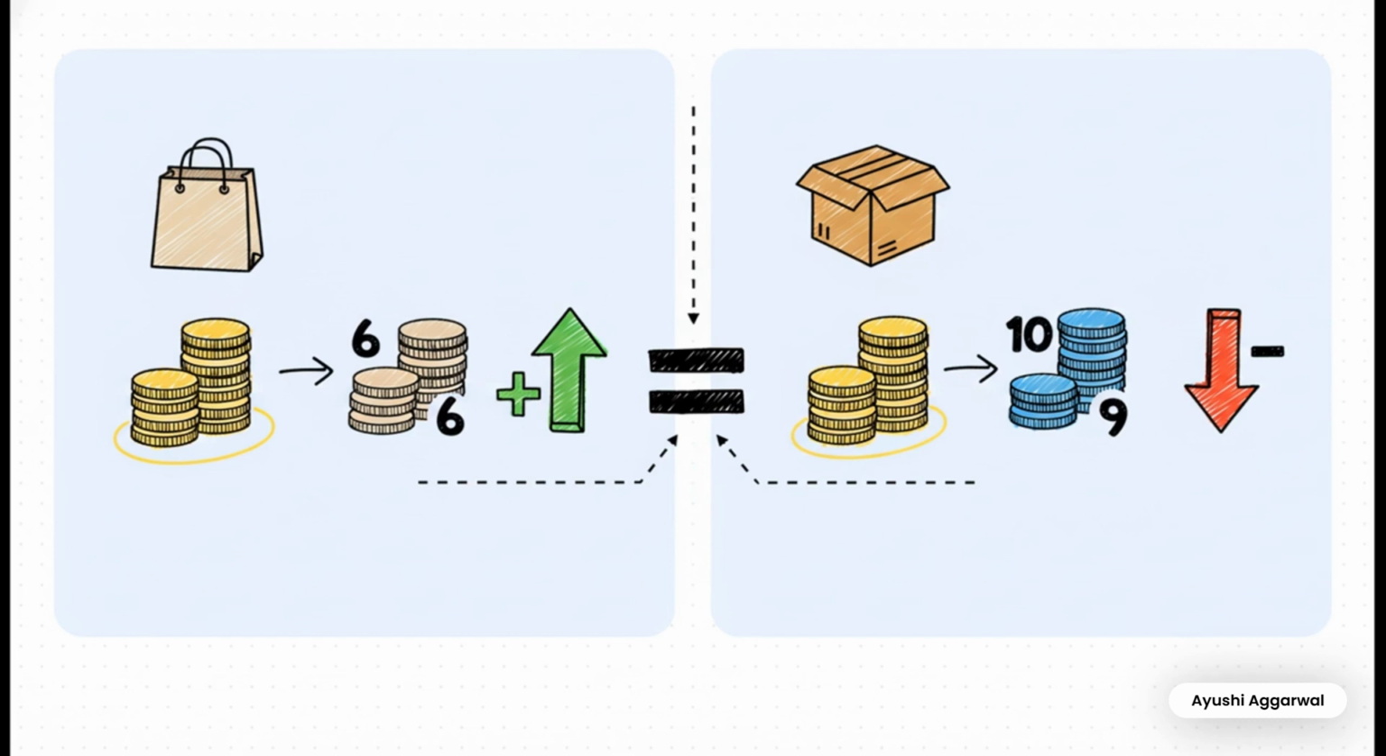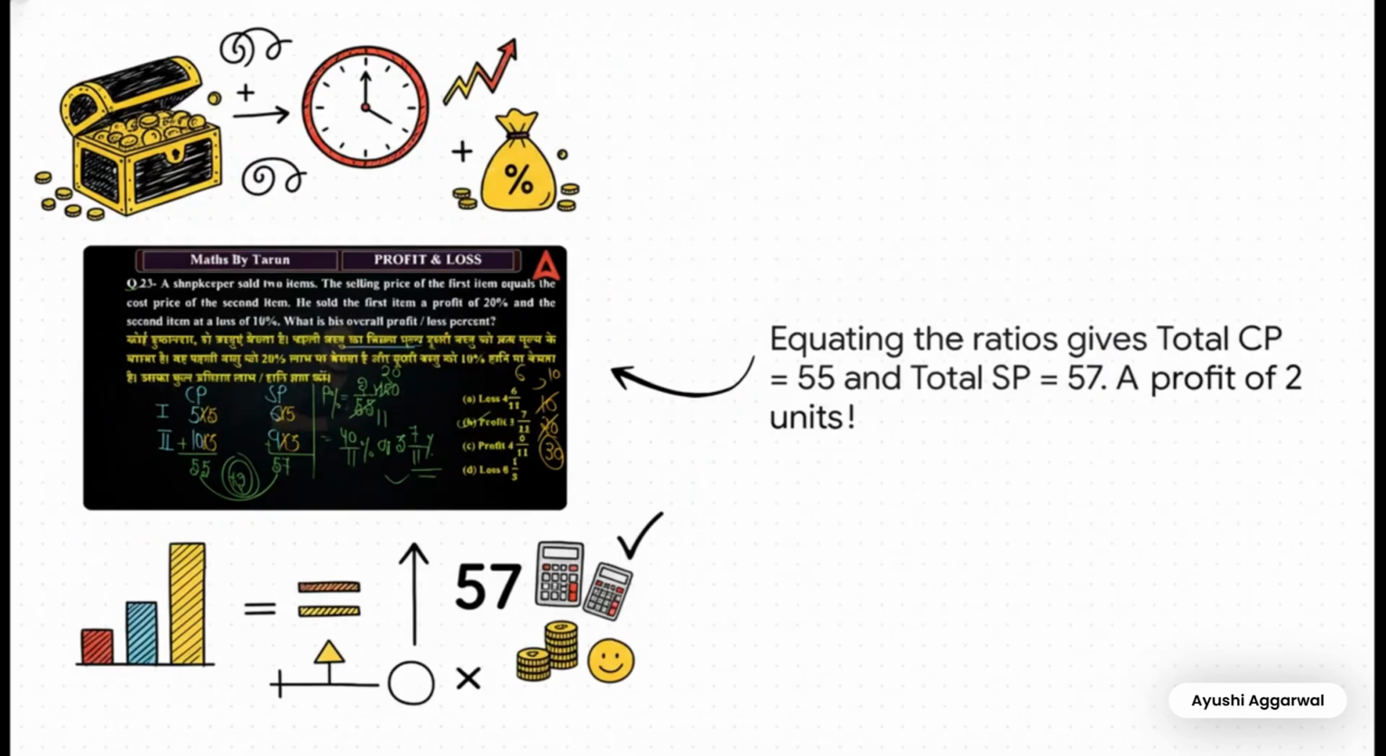Okay. Now, here's the puzzle piece. The condition says the SP of the first item has to equal the CP of the second. But right now, we have a 6 and a 10. They're not equal. So we need to fix that. And here's how we solve that little puzzle. We need to make the 6 and the 10 into the same number. What's the easiest way? Find their least common multiple, the LCM, which is 30.